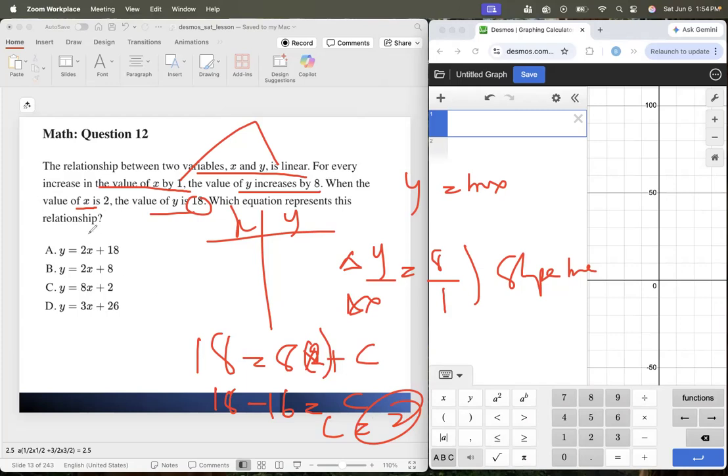Therefore, I'm looking for a gradient of 8. This is gone, and this is gone. You don't even have to calculate the y-intercept. Based on the gradient, we can pick this one easily.